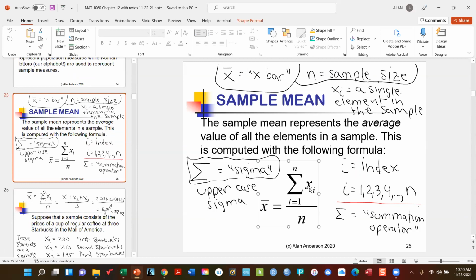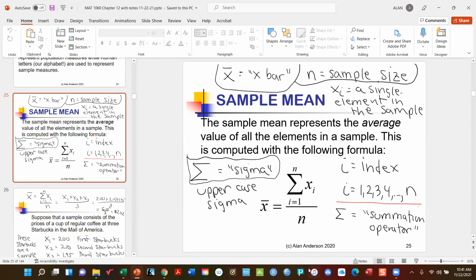Okay, now the X's are the elements of the sample. Each one gets an index, 1, 2, 3, 4, up to N. And that way we can keep track of which one is which. And so this is very simply telling us, add up all the elements, divide by the size of your sample. This X with a little bar on top of it is meant to represent the mean of a sample. So that's what this is all about.